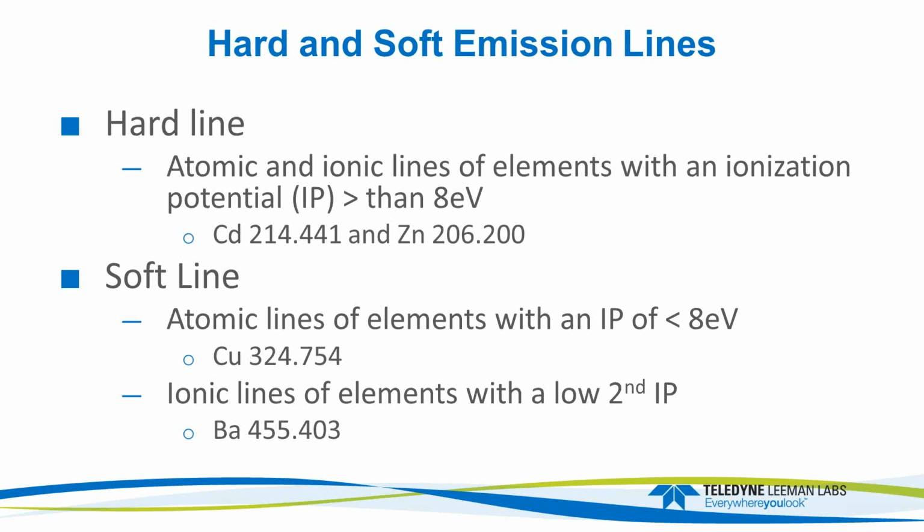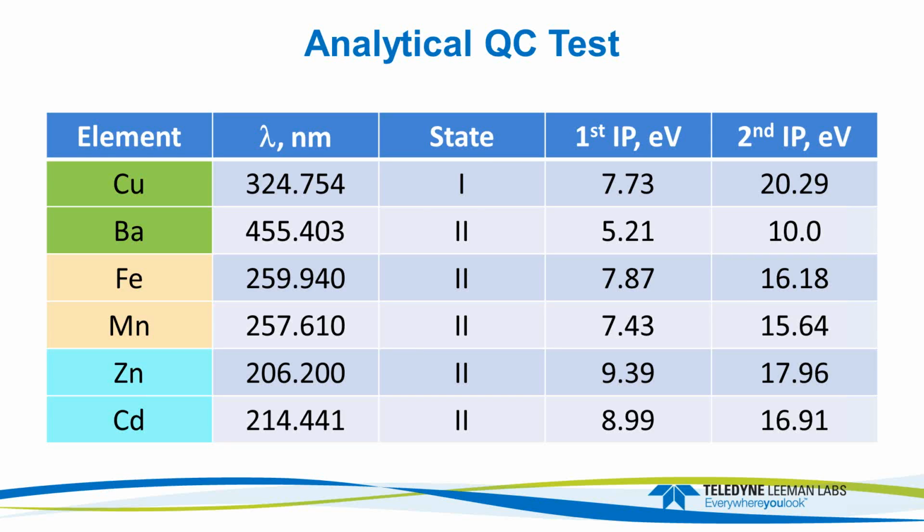So in this case, it's copper. And another soft line is an ionic line that has a low second ionization potential. In this case, that's barium. And the reason that these are put in there this way is if there are issues. So let's go ahead and look at what the tests are.